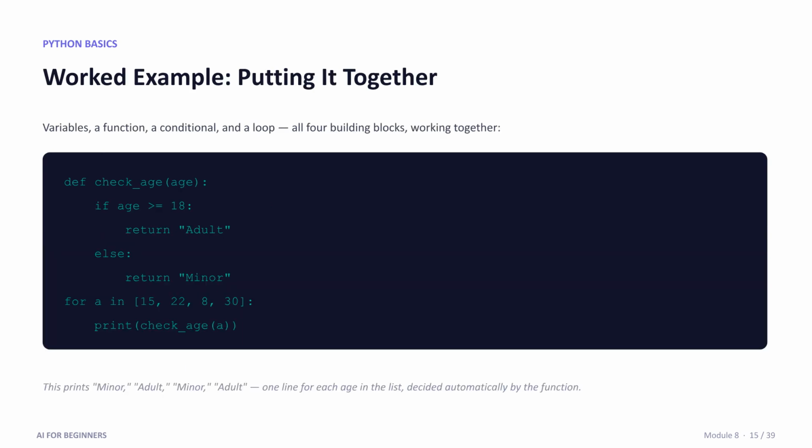Finally, let's put it all together. Here, we define a function that uses a conditional to check an age, and then we use a loop to process a whole list of ages. Notice how all these building blocks work together to turn raw data into a clear output.